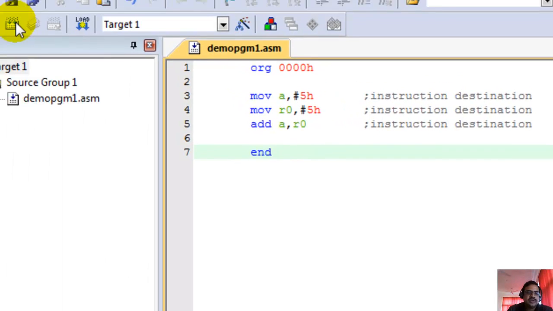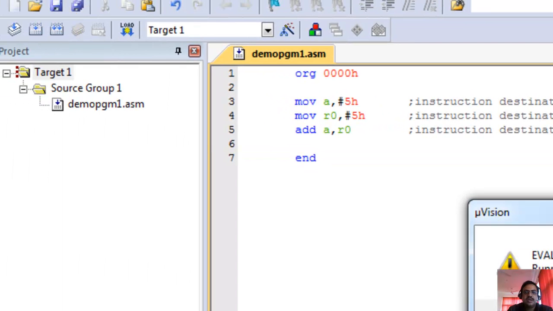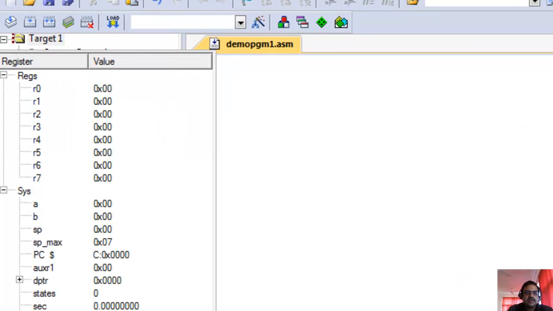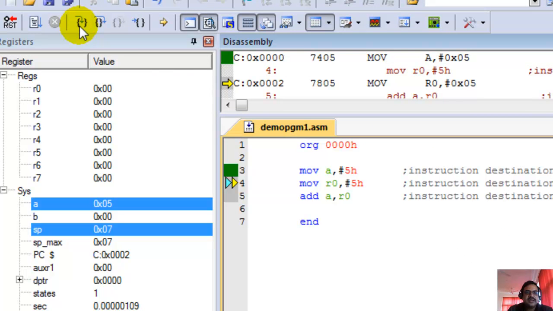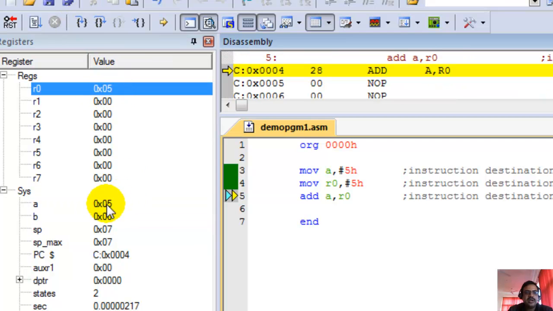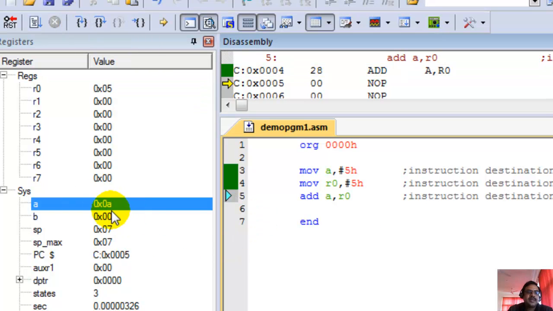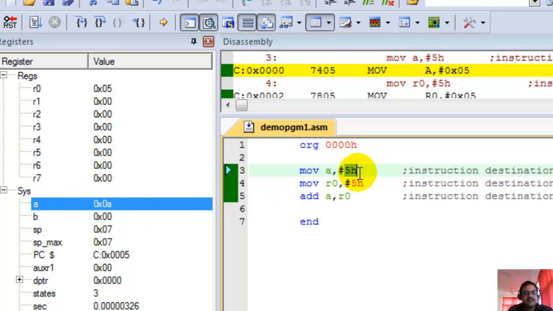Shall we try it? So I'm just compiling it again. No errors as usual. I'm going into the debug mode. As usual, I'm executing the first statement. So accumulator got 5. Now in the next statement, R0 should also get 5. Done, right? So accumulator got 5, R0 got 5. So when I add these two numbers, what is the result? 10, correct? See, it is represented as a hexadecimal number. It is stored in the accumulator. So the previous number 5H, which was stored in the accumulator, now will be erased, and you will have the result here in the accumulator as 0A. A is the hexadecimal equivalent of decimal 10.